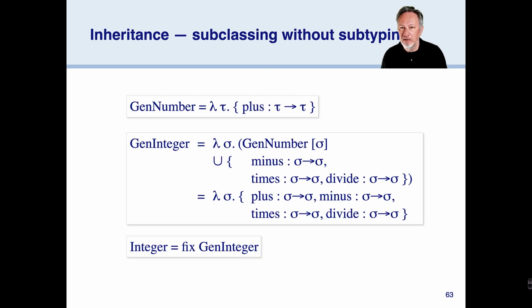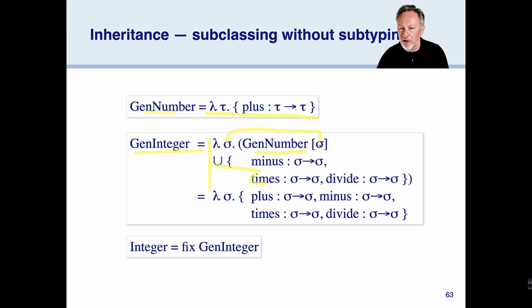Considering inheritance then, here we have subclassing without subtyping. Here's a gen number as before. We have a generator. We don't take the fixed point yet. And here we have a generator for integers. So the generator for integers is going to subclass by taking the generator that we had before. Here we see it again. And we have a new sigma that's plugged in here into our generator, and we unify, we add in some additional methods. So this is what's going on in subclassing.